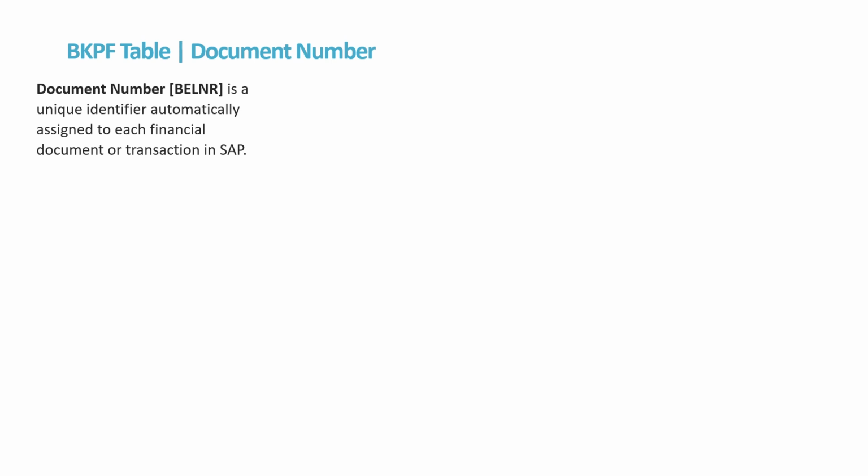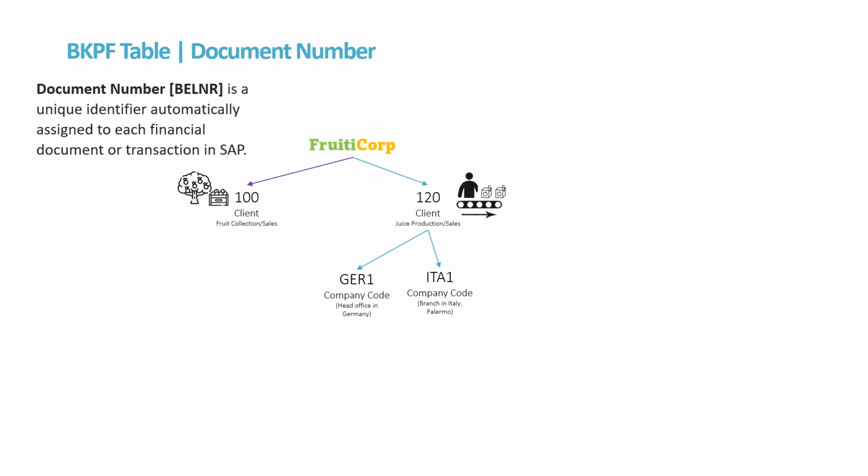Document number field is a unique identifier automatically assigned to each financial document or transaction in SAP. The same document number can also be used multiple times within the same company code, but in different fiscal years. And of course, they might be the same document numbers in multiple company codes as well. In all these scenarios, such documents have no connection or are not related to each other.